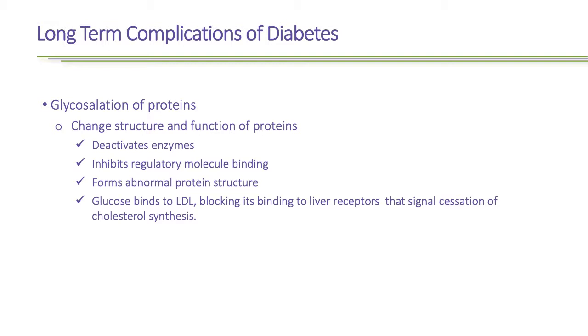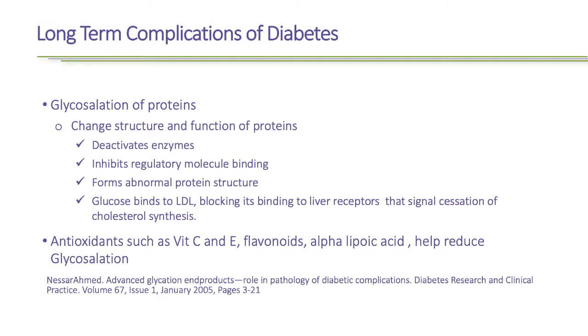It inhibits regulatory molecule binding and forms abnormal protein structure. And when glucose binds to LDL, it blocks its binding to liver receptors that signal cessation of cholesterol synthesis. So antioxidants such as vitamin C and E, flavonoids, which are found in brightly colored fruits and vegetables, and alpha-lipoic acid all help reduce glycosylation.